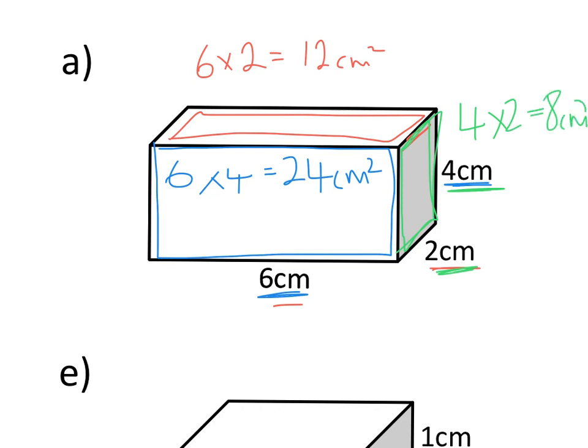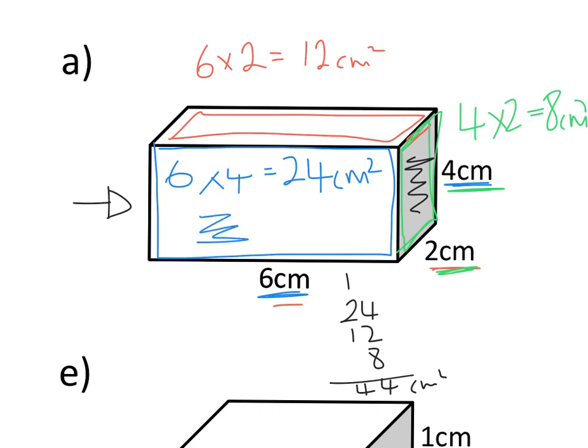Alright. So all I need to do now is just add them all up. Okay, so I can say 24, 12, and 8. So that's 44 centimetres squared. Now, that isn't my final answer, okay? Because this green side here, there's also another one there.